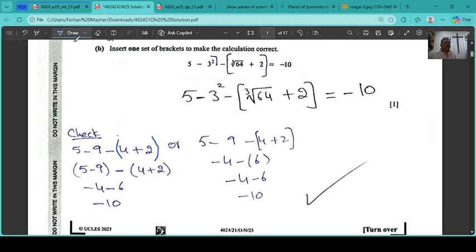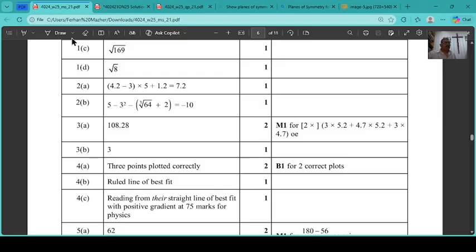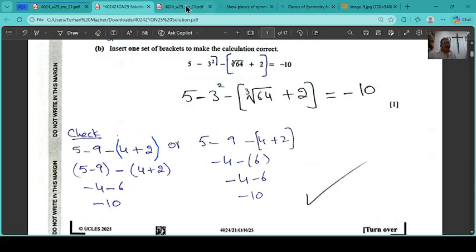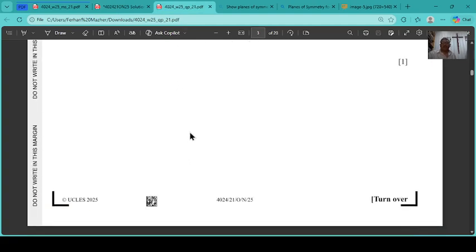This is how this is done, and let me change this. So the question number two, the answers are right, sir. You can see the marking scheme here. Now let's go to the next question.